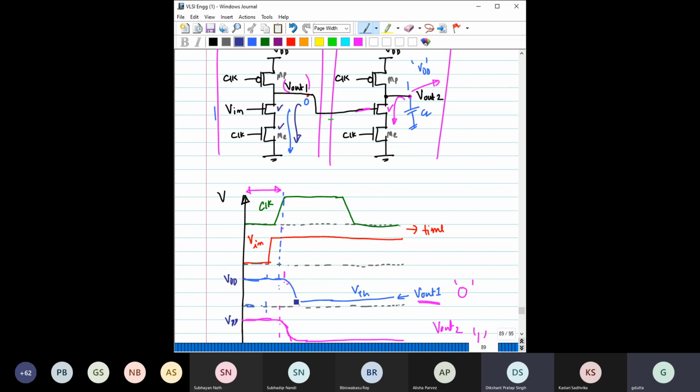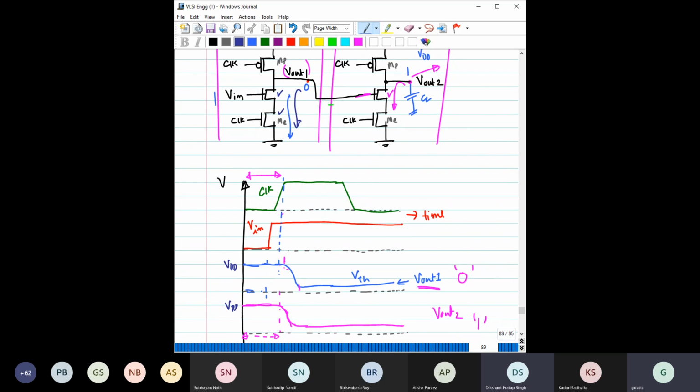Up to what point can it discharge? We have already discussed that. For dynamic logic, it can discharge up to the switching threshold. The switching threshold is basically the threshold voltage of the transistor. So it can discharge up to this part.